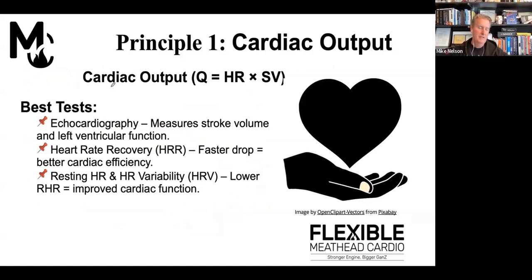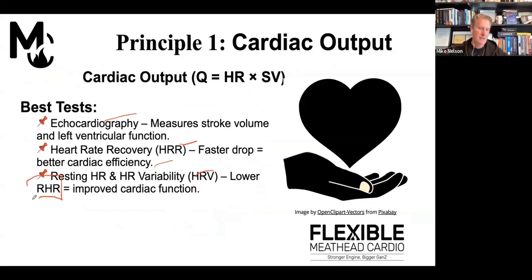There you go. Best test to do this: if you've got fancy lab equipment, you can do an echo. Most people will not have information on that or ability to do that. Another way to get a proxy measure is heart rate recovery. We'll talk about that this week. And then we'll also talk about heart rate variability and resting heart rate.